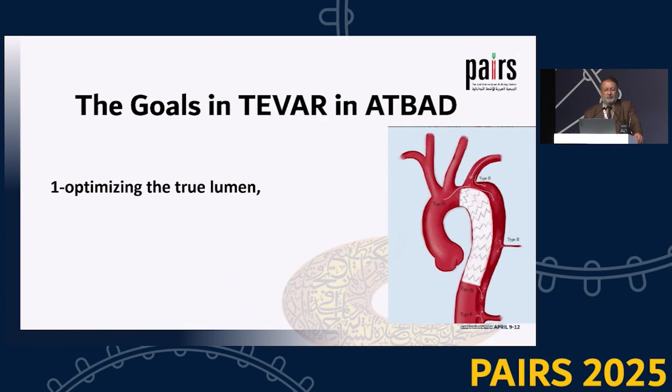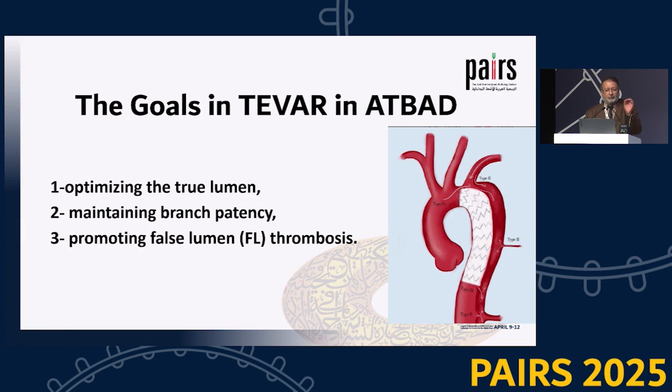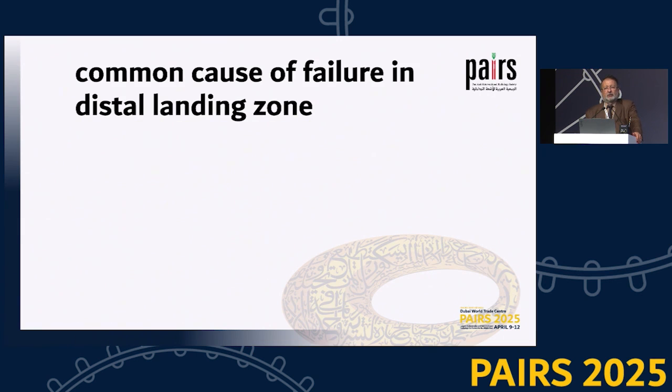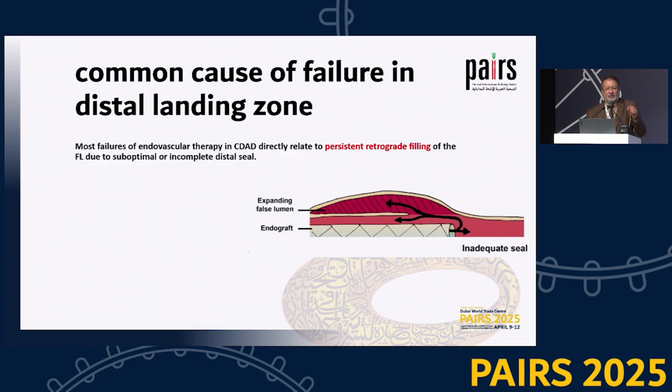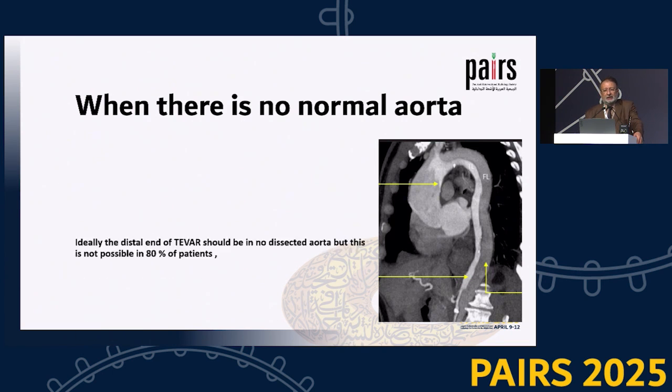The goal of TEVAR is to optimize the true lumen, maintain branch patency, and promote thrombosis of the false lumen. This is what you're looking for to have a successful outcome. A common cause of failure is usually your distal landing zone, because the aorta is diseased, you have a little bit of gap. And this gap will make continuous filling retrograde to the false lumen. And that is why you have a persistent false lumen and you really haven't closed the dissection. And in this situation, you either do open aortic fenestration or distal debranching procedure. So these are the cases that we usually have.